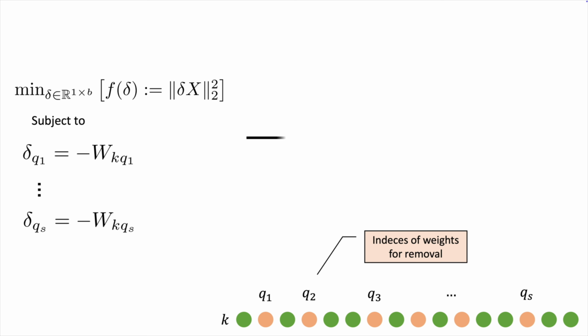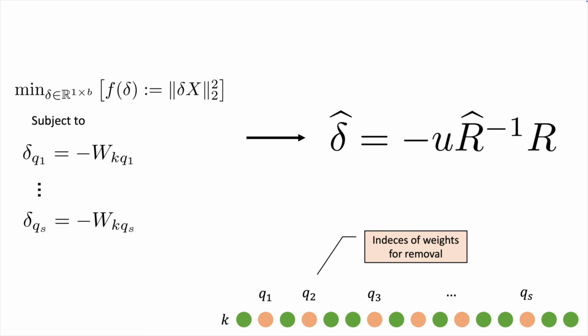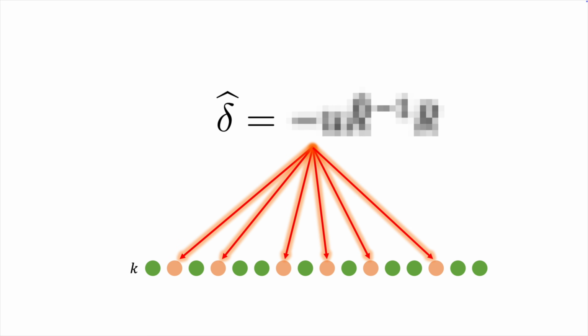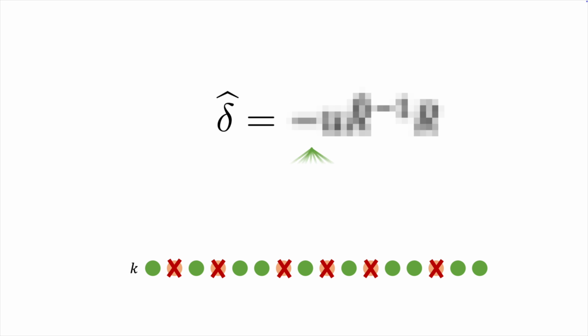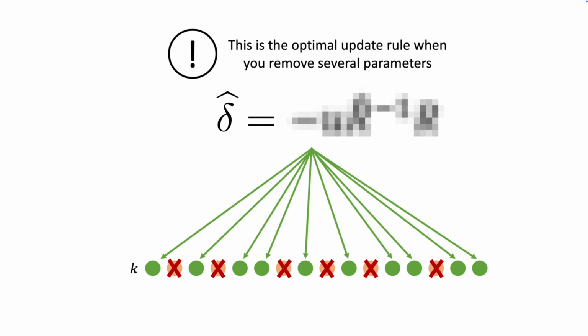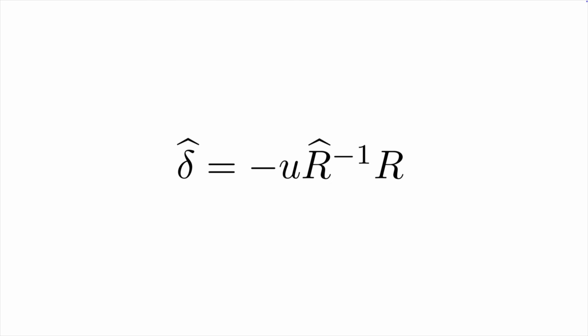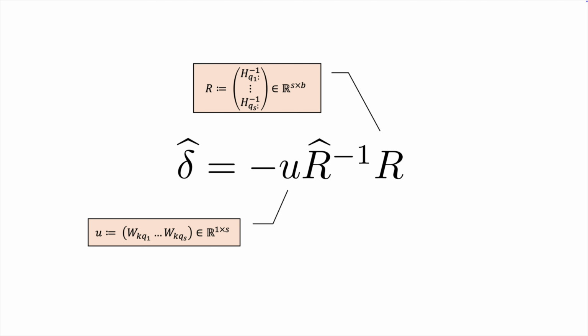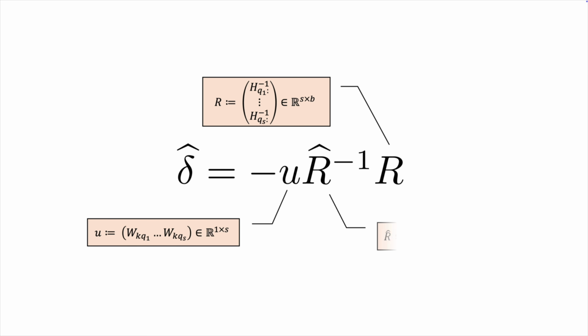The solution of this constraint problem is a closed-form formula for a joint weight update. It might look a bit complicated, but what it does in essence is simple. It shows how all parameters in a row should be changed if you want to remove a selected set of parameters, colored in red. It makes the selected parameters exactly 0 and adjusts the other parameters to compensate for the error caused by removing them. The vector U contains the values of the weights being removed. R contains the corresponding rows of the inverse Hessian. R hat is the small square submatrix that captures how the coordinates selected for removal interact.